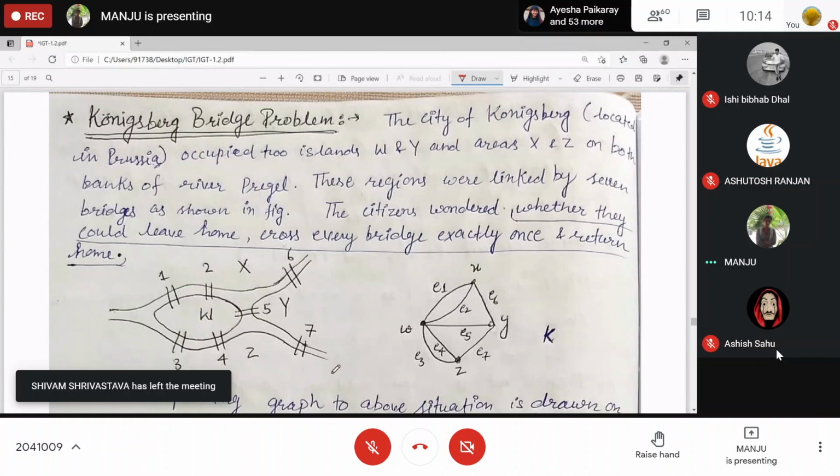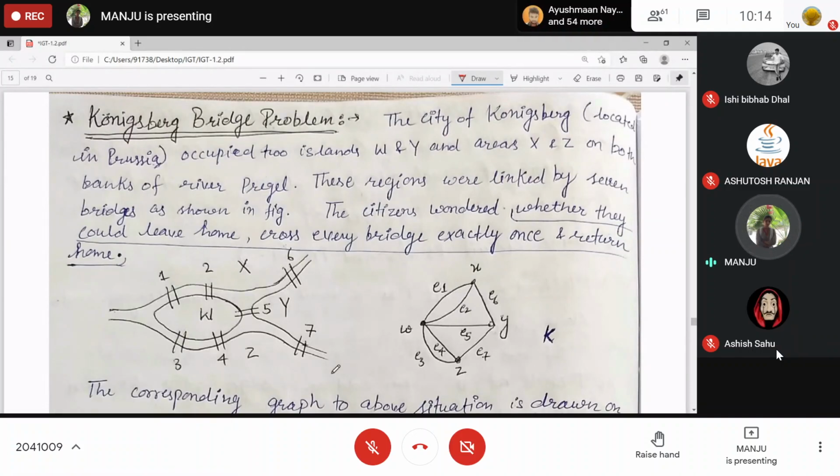Any doubt? No, ma'am. A connected graph G is Eulerian if and only if all the vertices have even degree. You need to remember the statement for objective questions and, obviously, for subjective ones.